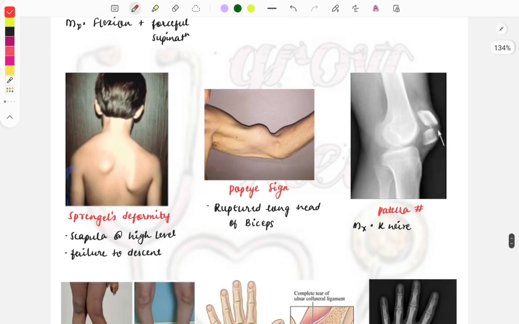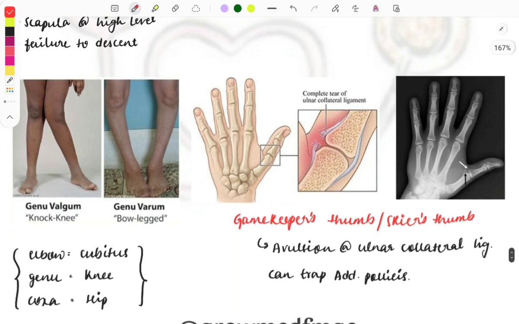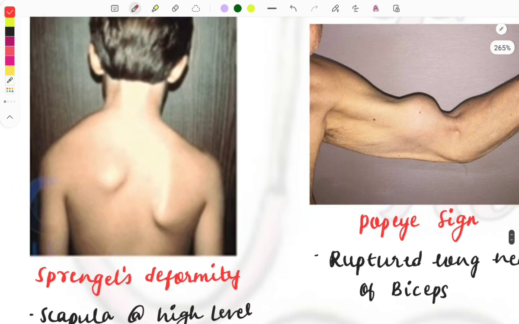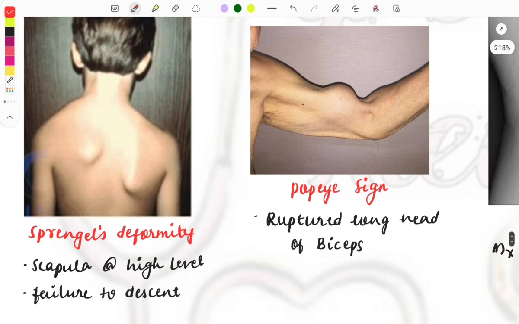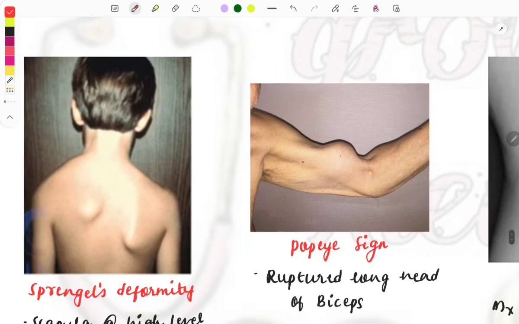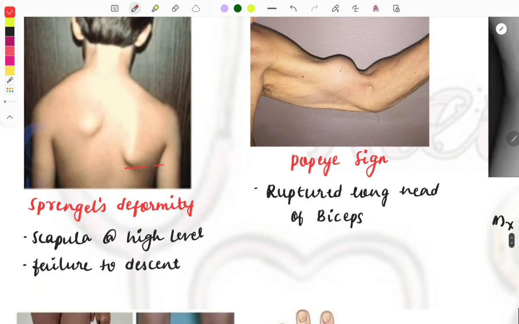Then let's discuss some other important images which are asked in orthopedics, and these are all previous year questions. Okay, so the first image is called Sprengel's deformity, and in this deformity the scapula is present at a high level. So this is the normal level of the scapula, and see here on this side the scapula is present at a high level, and this occurs due to the failure of the descent of the scapula.